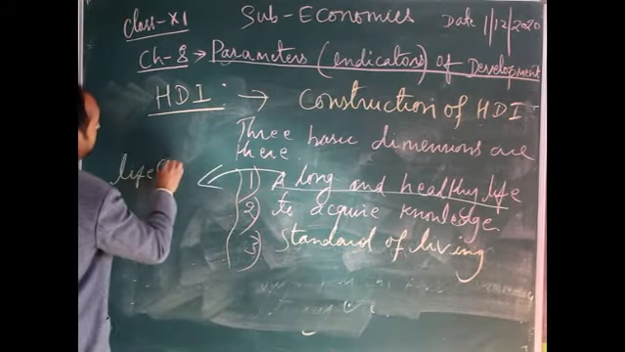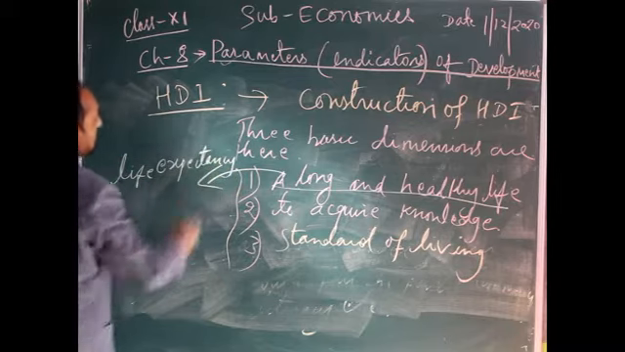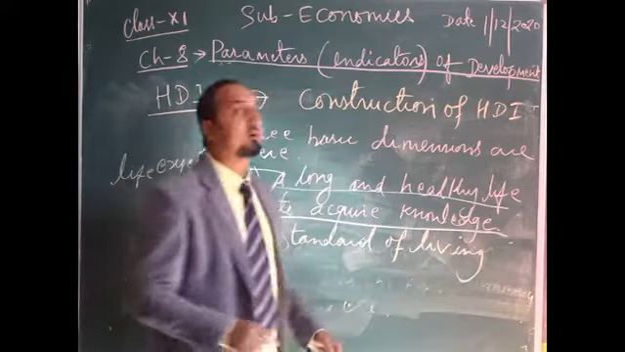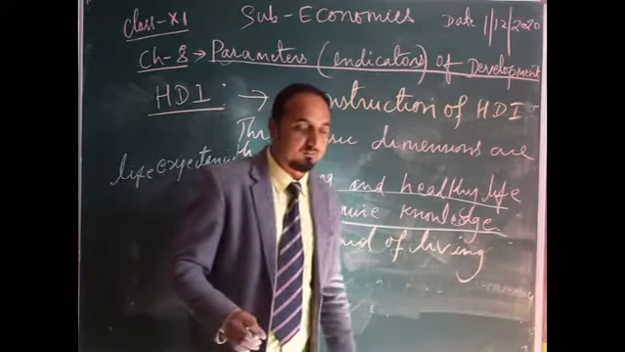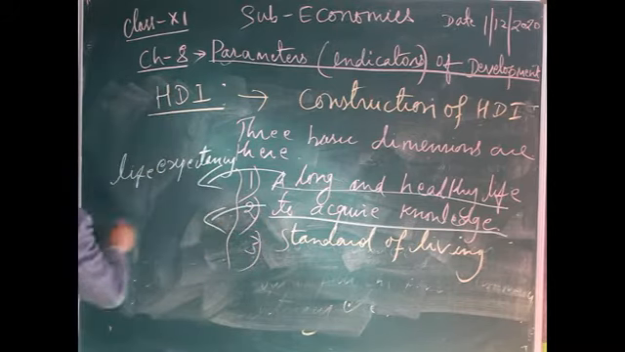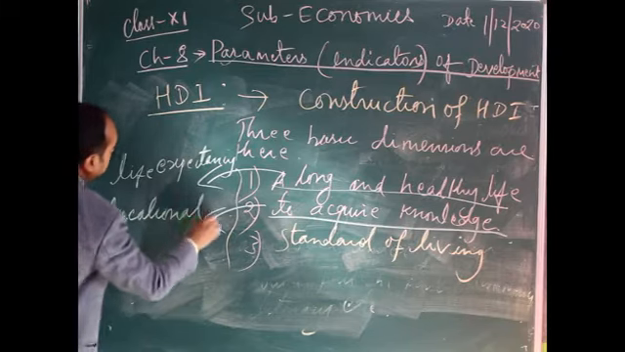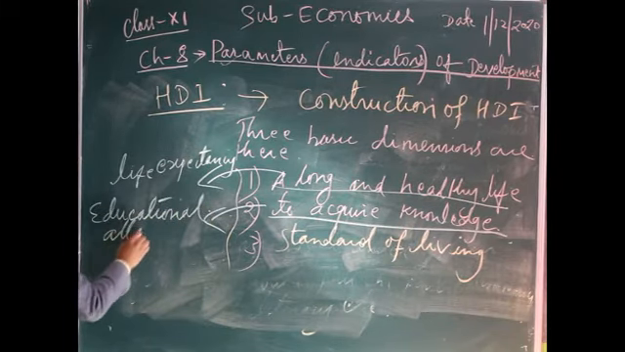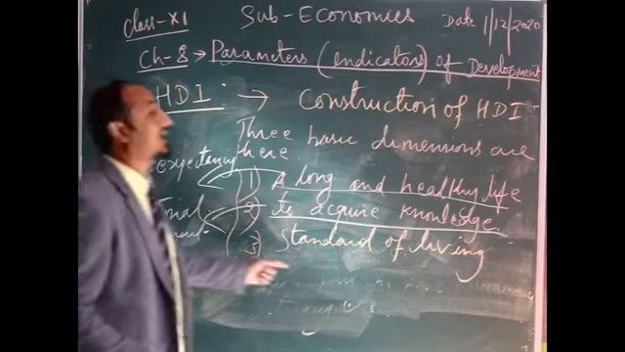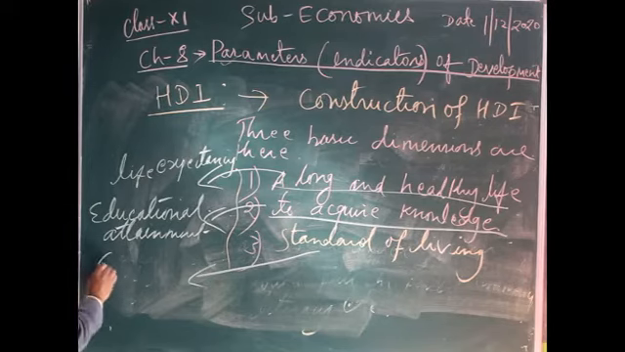life expectancy. To acquire knowledge is measured in terms of educational attainment. Okay, literacy, or it is measured in terms of educational attainment. And this standard of living is measured in terms of GDP.